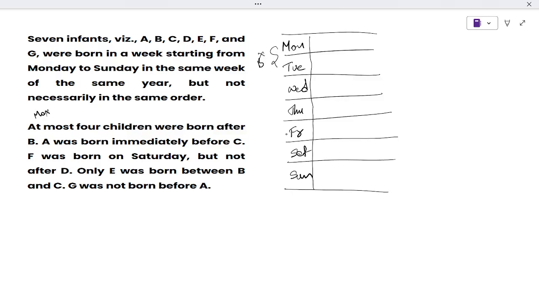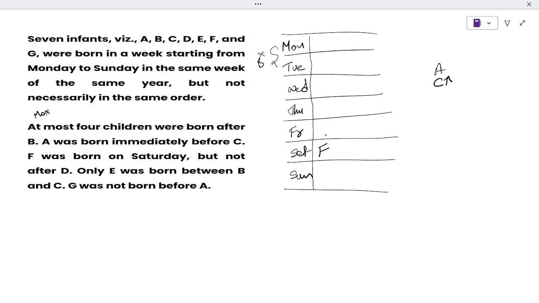So that's possible. Now A was born immediately before C. It's mentioned immediately before, so C's immediate before is A. F was born on Saturday, but not after D.